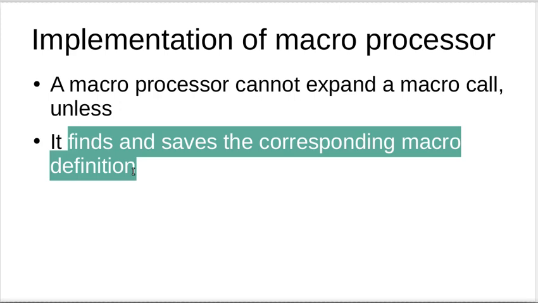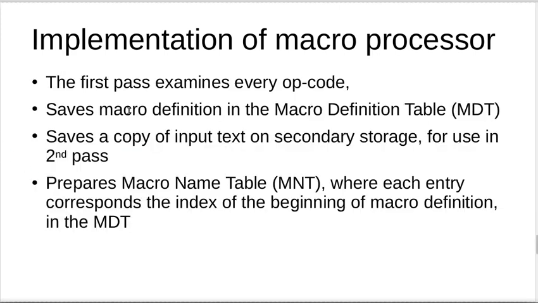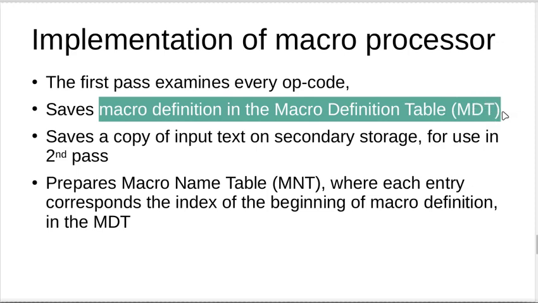Similarly, when a macro processor has to work on a macro, it has to find and save the corresponding definition in a particular format, in the macro definition table. We will study this next. Unless it does so, it cannot expand its macro call. So the first pass examines every operation code in the source program. Whenever it determines that it has found a macro definition, it saves the macro definition in the macro definition table, which is called the MDT.